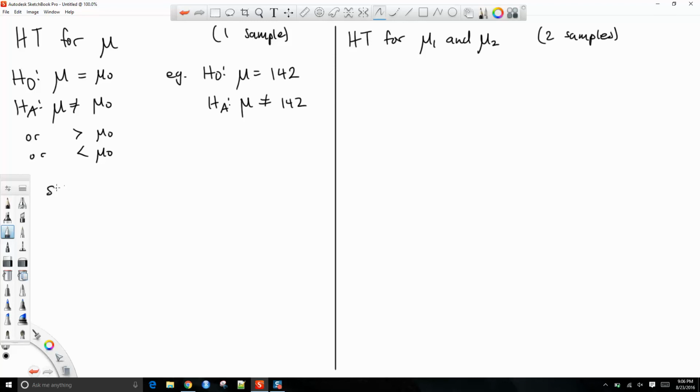All right, the standard error is S over the square root of n. Your test statistic t is x bar minus mu 0 divided by the standard error. Okay, and then you'll look up t in the t table. Degrees of freedom is equal to n minus 1.